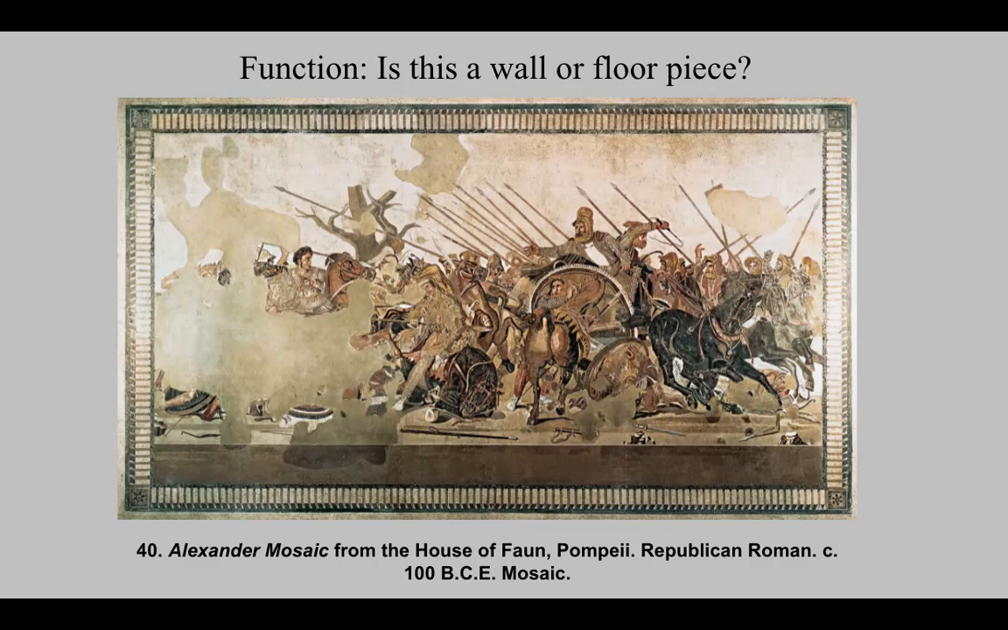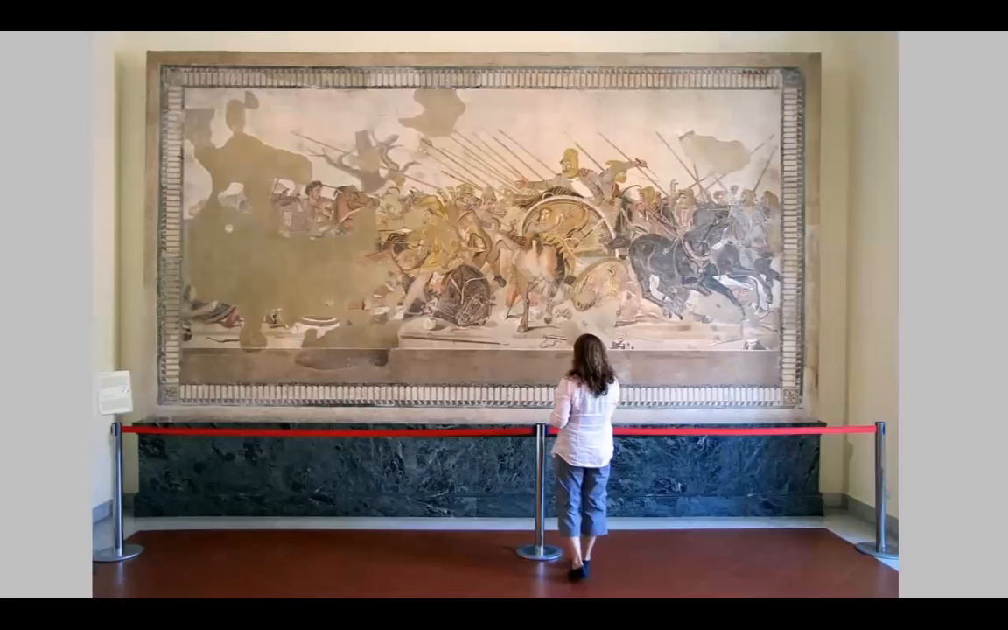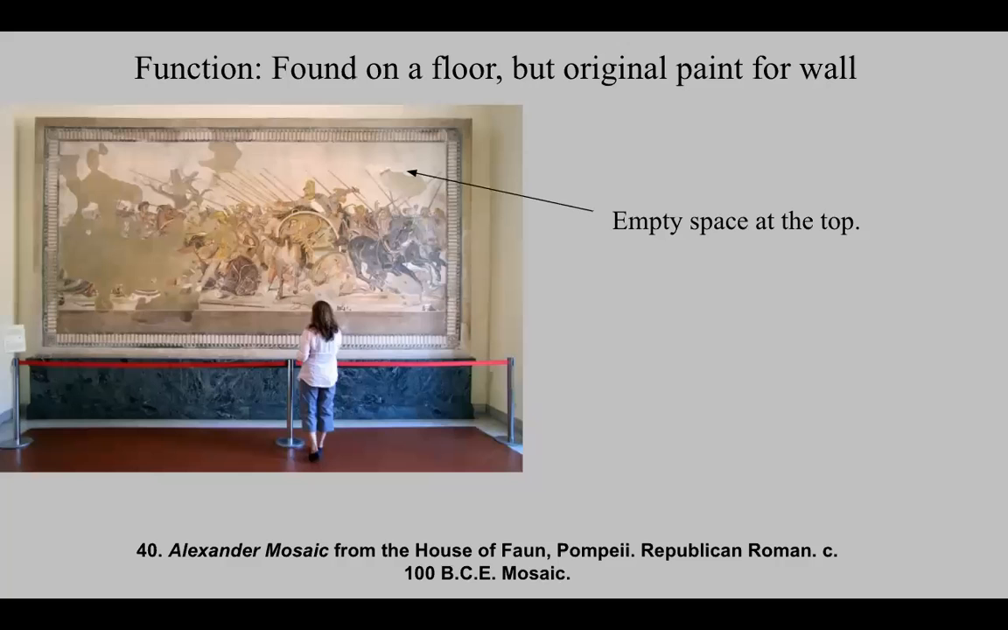Does anyone know if this would be on the wall or on the floor? Where were mosaics placed? Most of the time, the floor. Occasionally, they would put them on the walls, but 99% of the time, they would be on the floor, right? So in a museum, you see it on a wall, okay? They don't want you stepping on it, stepping around it. So now when you go see it, it's on a wall. But here you get a sense of the scale of it. It's very large, okay?